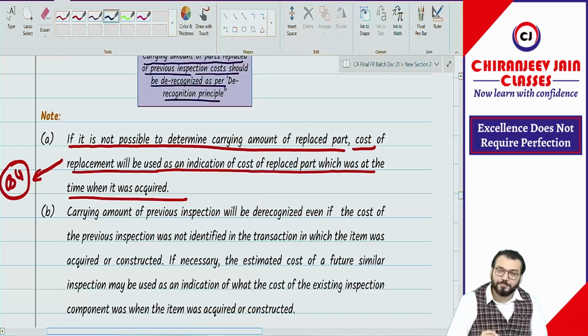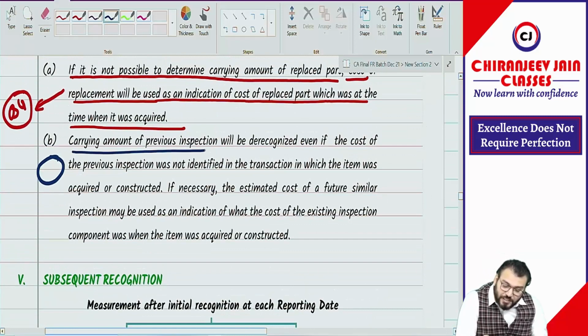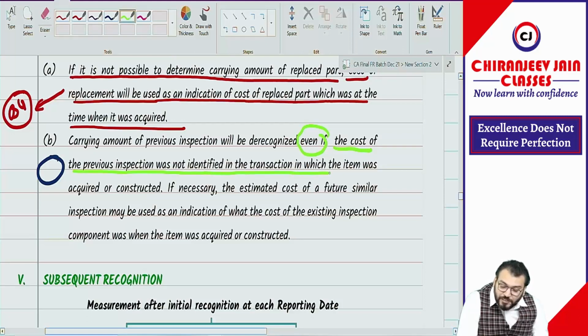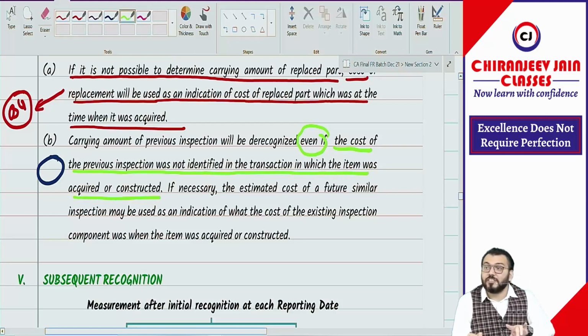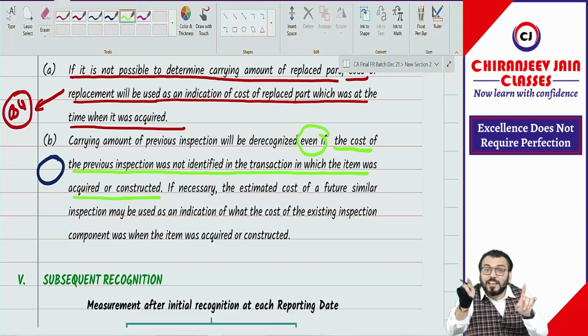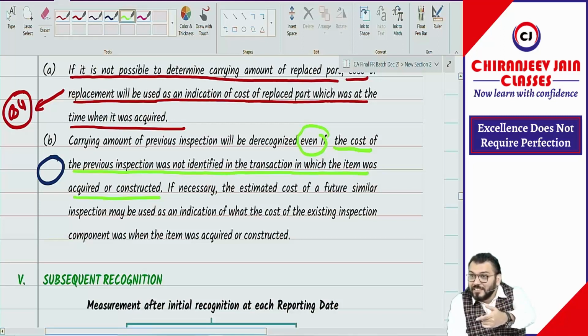Point number B. Carrying amount of previous inspection will be derecognized even if, what they are saying, even if the cost of previous inspection was not identified in the transaction in which the item was acquired or constructed. Means even if the cost of previous inspection was not identified at the time when it was purchased or constructed. Same question. It was not identified. It means we need to calculate it.